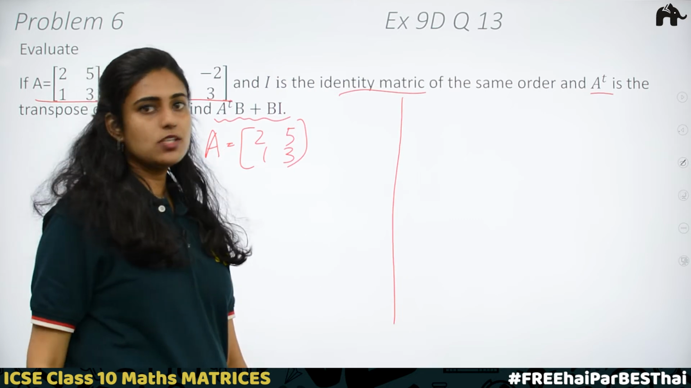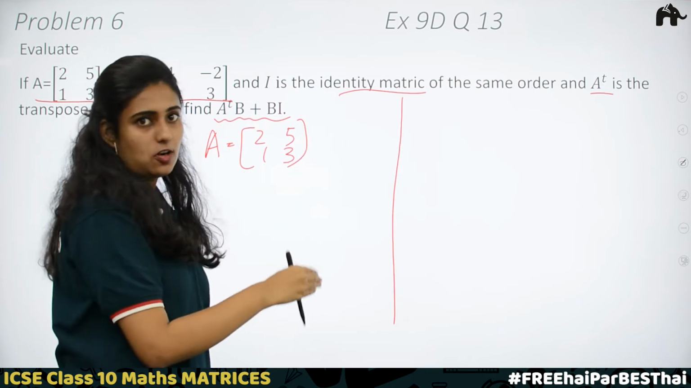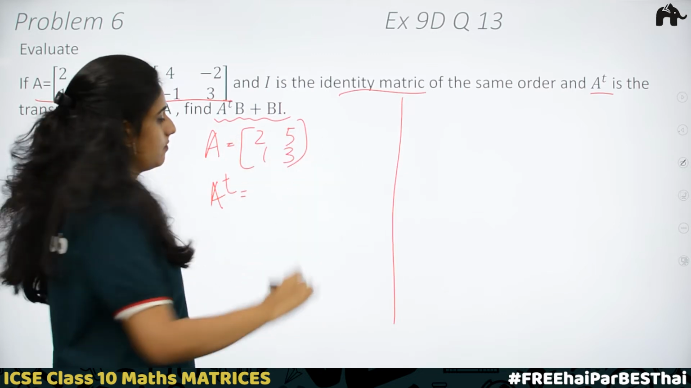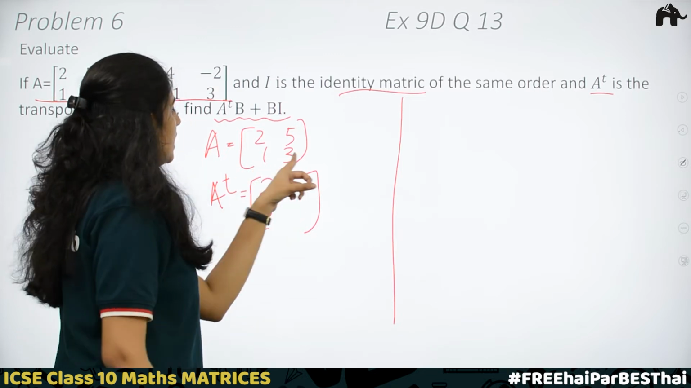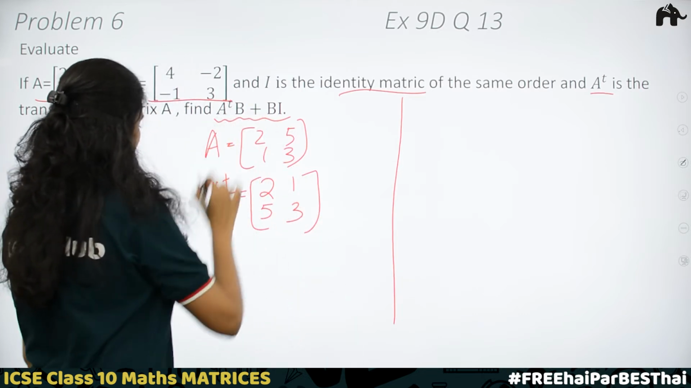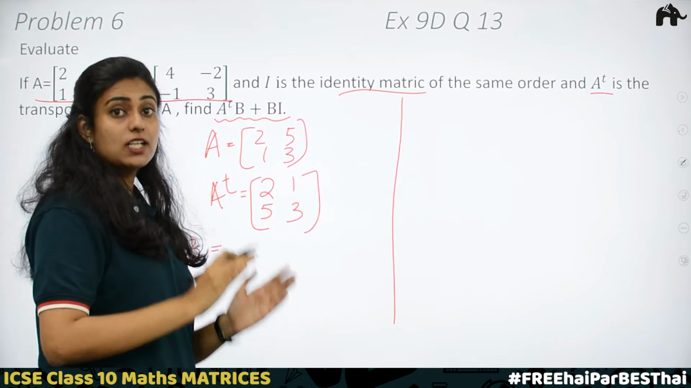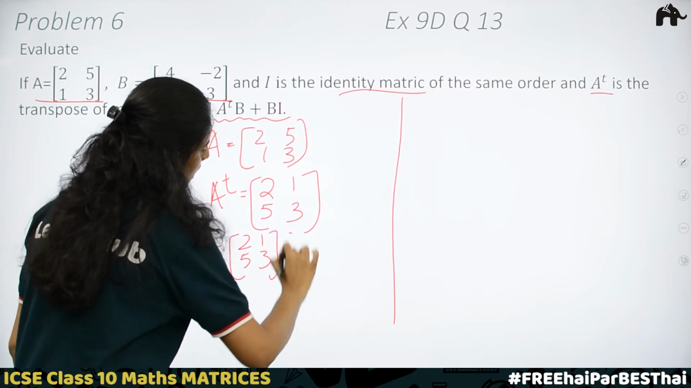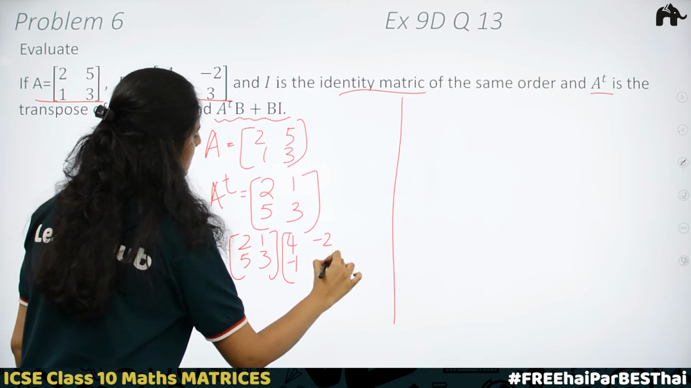How to find the transpose? We have to interchange the rows and columns. The first row becomes the first column, the second row becomes the second column. That is, A transpose is equal to: the first row contains 2 and 5, so the first column will be 2, 5. The second row 1, 3 becomes the second column 1, 3. Next, we will find A transpose B. To get A transpose B, we have to multiply the A transpose matrix and the matrix B: [2, 1; 5, 3] times [4, -2; -1, 3].